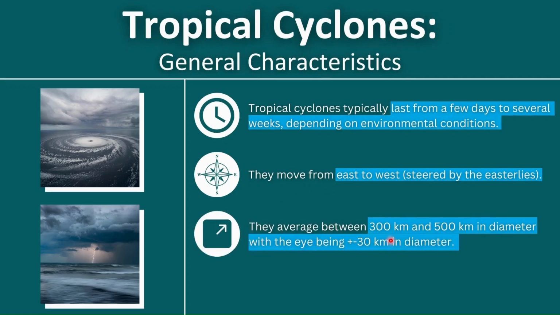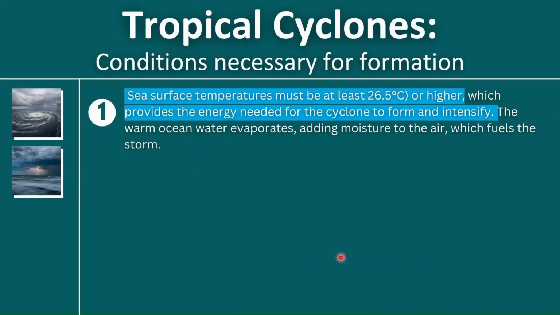They average between 300 and 500 kilometers in diameter, with the eye being plus minus 30 kilometers in diameter. Now again, that's also very important because that will indicate the size of the entire cyclone and the eye. So our first condition necessary for formation is that sea surface temperatures must be at least 26.5 degrees Celsius or higher, which provides the energy needed for the cyclone to form and intensify. The warm ocean water evaporates, adding moisture to the air, which fuels the storm. Now, moisture is very important for the storm, right? That is why you have to have an ocean temperature of at least 26.5 degrees Celsius.